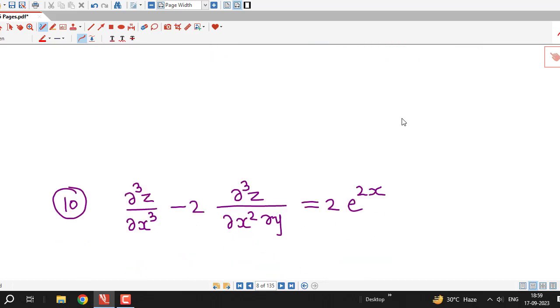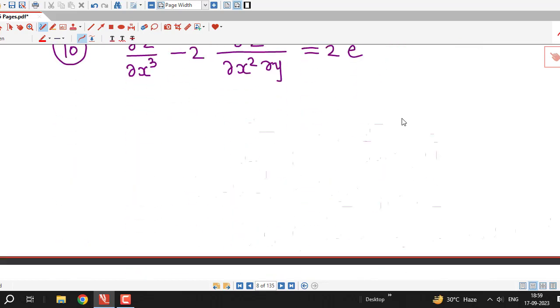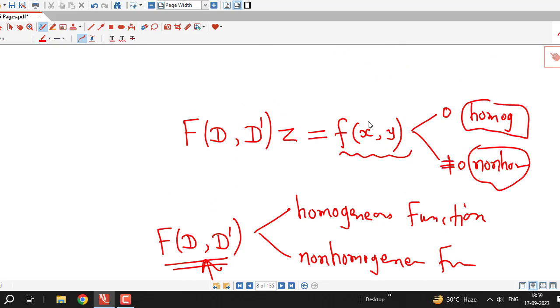So with this we stop this session, and in upcoming lectures we will continue with methods of solving partial differential equations with constant coefficients, and we will see that in each case the methods are different and we will understand those methods one by one. So this is all about this session.